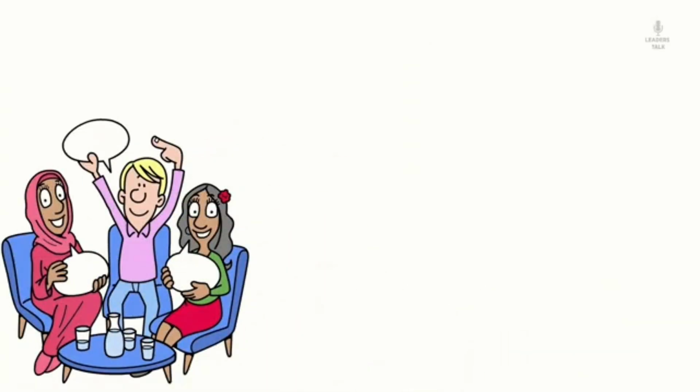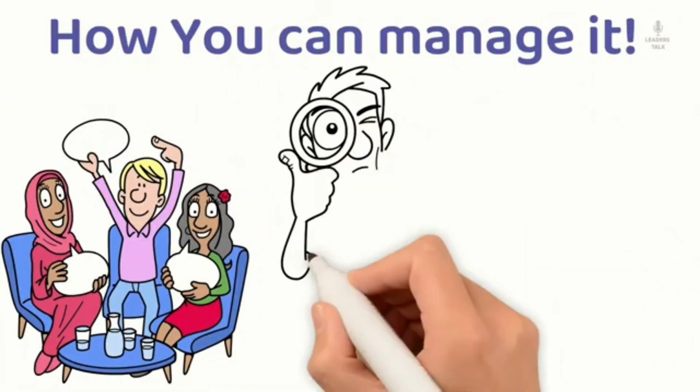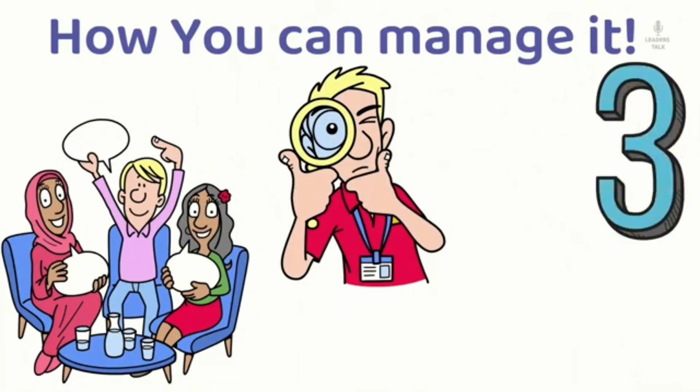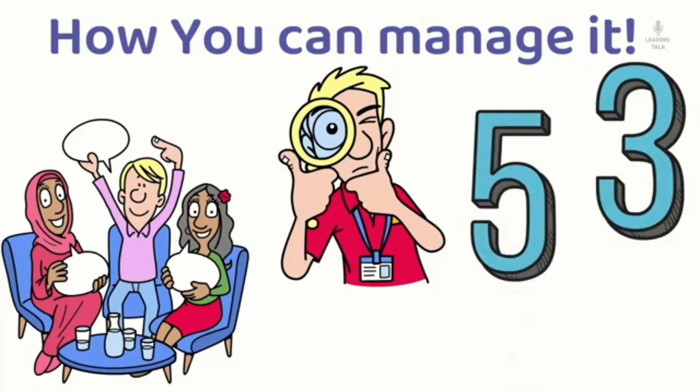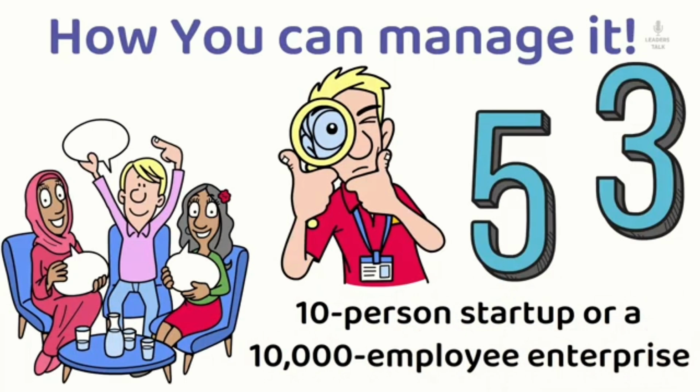Now that we've seen how payroll works, it's time to walk you through how you can manage it. By looking at 3 payroll options, learning how to set it up in 3 steps, and understanding how to run it efficiently in 5 essential steps. This applies whether you're a 10-person startup or a 10,000-employee enterprise.